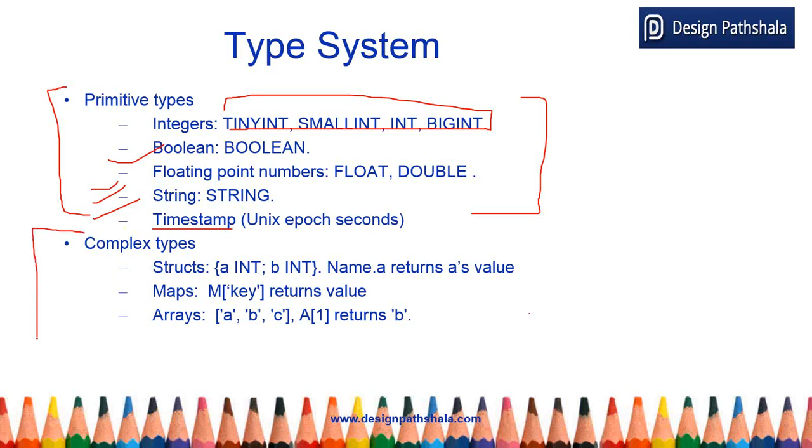Other than the primitive data types, it also supports complex data types which are not supported by traditional data warehousing systems, and this makes Hive a wonderful choice over your traditional data warehouse systems. So we can have structs, we can have maps, we can have arrays, which are not supported by any of the traditional data warehouse systems. I hope everyone understands structs, maps, and arrays. Okay, I'll just assume everyone understands it.